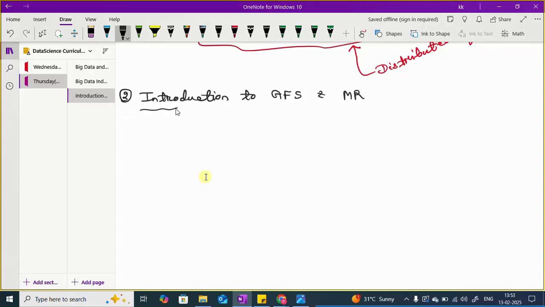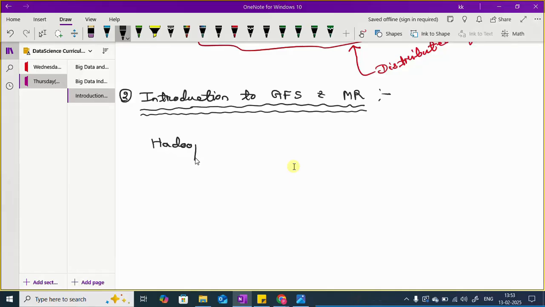MR. This is just the introduction part. Then we'll deep dive into details in upcoming classes. Guys, when Hadoop came into the market, particularly in the year of 2006 officially, Hadoop was launched officially in 2006, right?